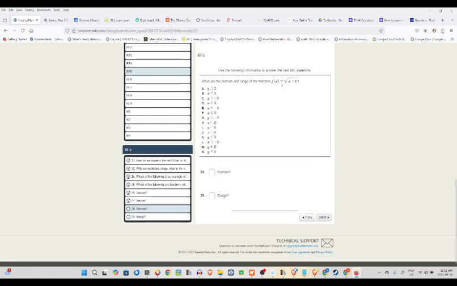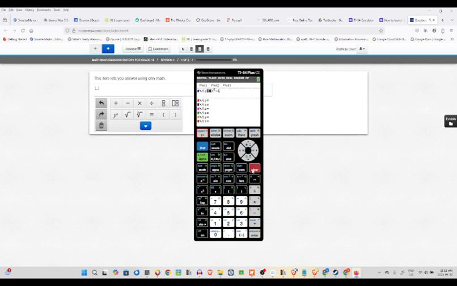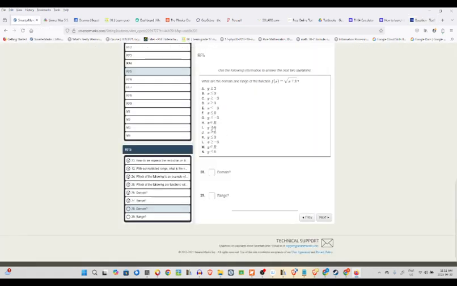Now, similar setup for this one. f of x equals the square root of x plus 3. If we graph this, the graph magically appears at x equals negative 3 because that's when we're taking the square root of 0. That's totally legit. So our domain is x greater than or equal to negative 3. That looks like option L. And our range is y greater than or equal to 0. That's I. This concludes our look at RF5.